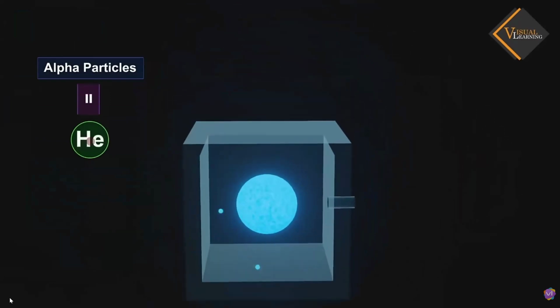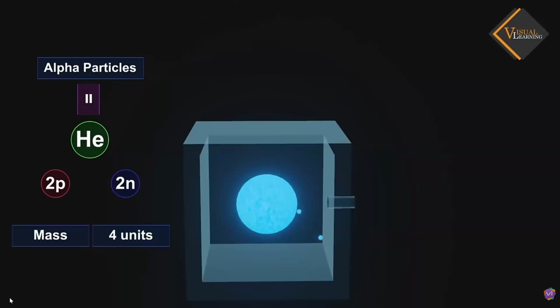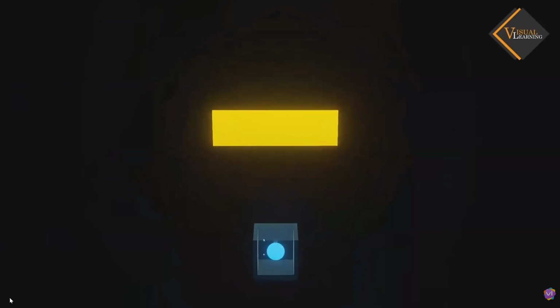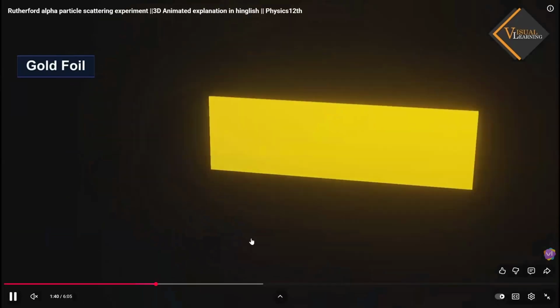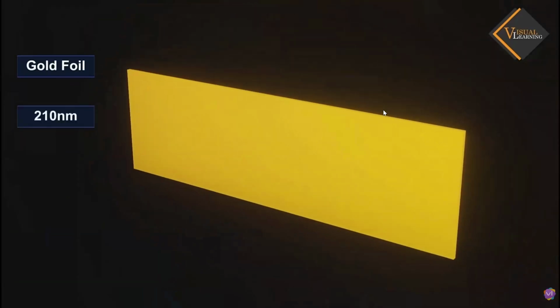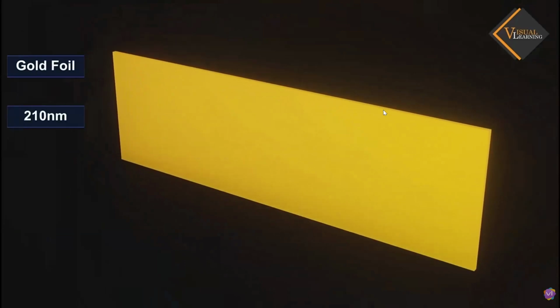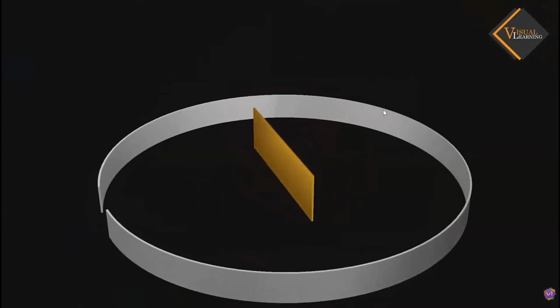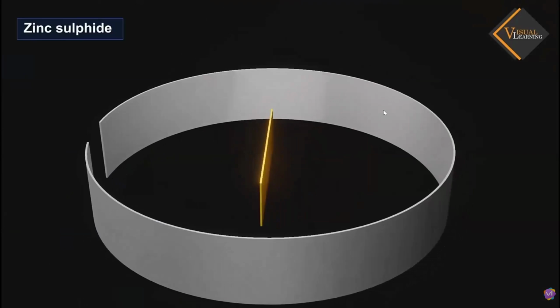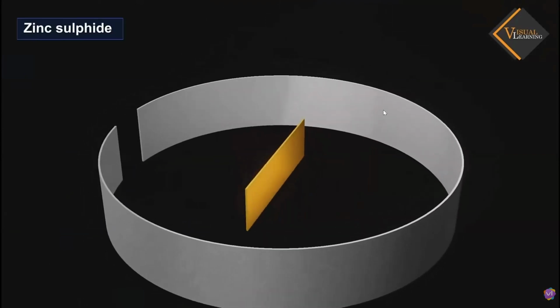Alpha particles are helium 2 positive, which means 2 protons plus 2 neutrons present in the nucleus, so it has mass 4. But charge is 2 because it has lost 2 electrons. And the gold foil is very, very thin, approximately 210 nanometers. Why did he use gold? Because gold is the most malleable metal.